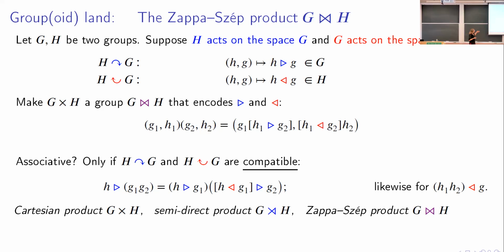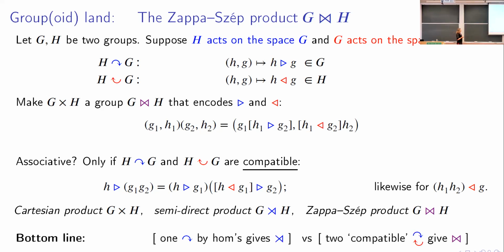And so what happens here in the Cartesian product, both groups are normal. In the semi-direct product, only G is normal. In the Zappa product, neither of them have to be normal. So the bottom line, one action by homomorphisms gave me the semi-direct product. Two compatible actions gives me the Zappa product. And if you ever forget which one is acting on which side, up there in the corner is a little reminder.